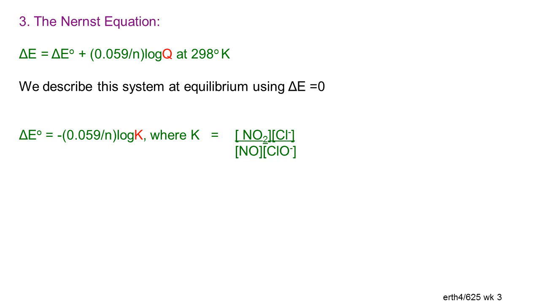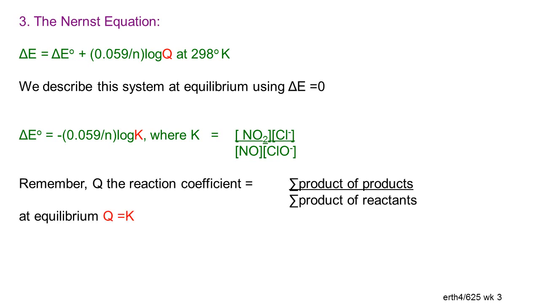So the Nernst equation is written out as delta E, which is the reduction potential or the electromotive force, equals delta E naught, which is the standard state value, plus 0.059 over N times the log of Q at 298 K. At chemical equilibrium, where we have an equilibrium assemblage of materials, this equation reduces down to delta E naught equals minus 0.059 over N log K, where K is the equilibrium constant.